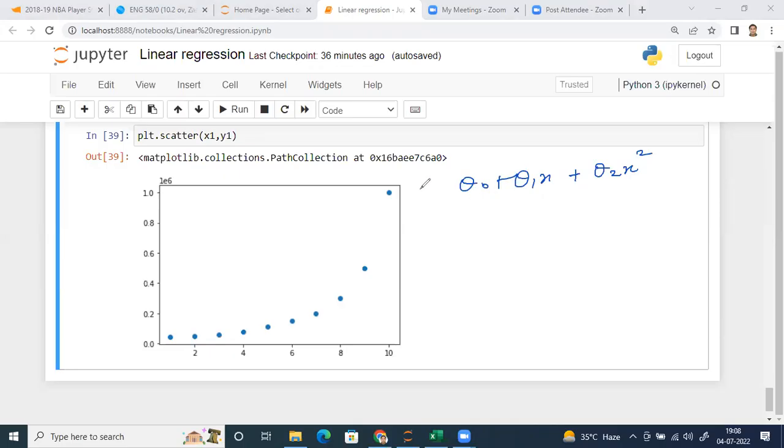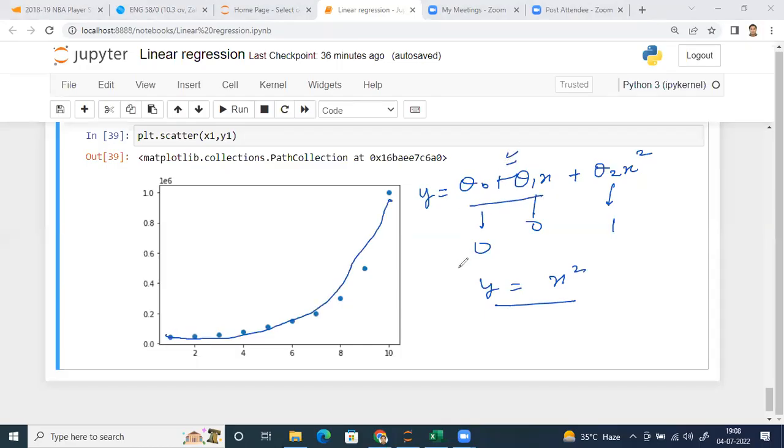Suppose I set theta naught to 0 and theta 2 to 1. So what I will get is y equals x square, a parabolic shape. From that, we can predict the line like this. Certainly, directly, linear regression will not help in this case.